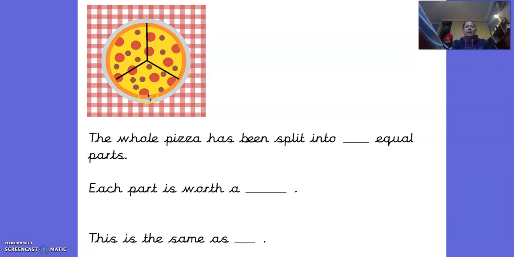Now, here is a whole pizza, and it has been split into how many equal parts? 3. Okay, each part is worth, this is where we're going to write the word, third. Now your writing will be so much neater than mine. Here we go. Okay, so each part is worth a third, and this is the same as if we write the fraction like this. Okay, this is the same as a third.